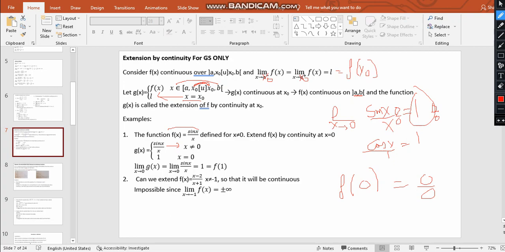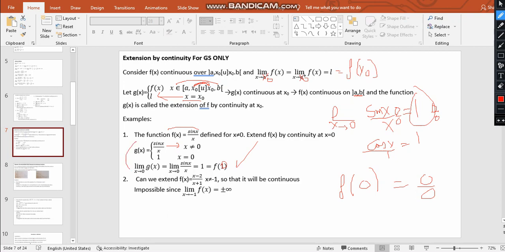For example, here we're going to say let g of x equal sine of x over x if x is not 0. However, if x is 0, it is what? 1. In that case, the limit as x tends to 0 of g of x equals g of 0, which is 1. So this is what we call extended continuity.